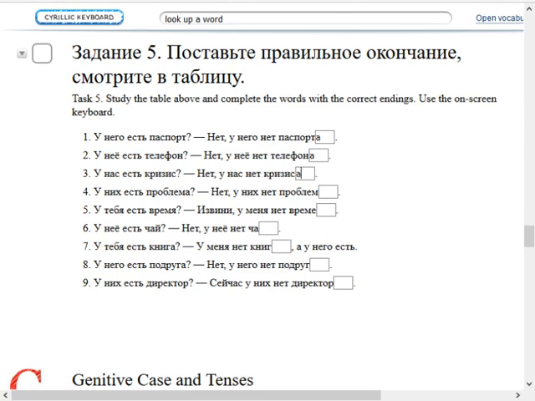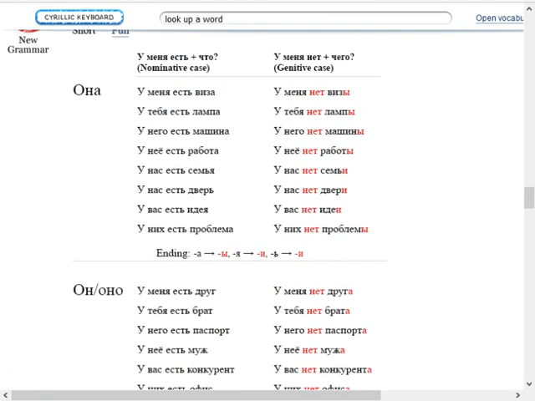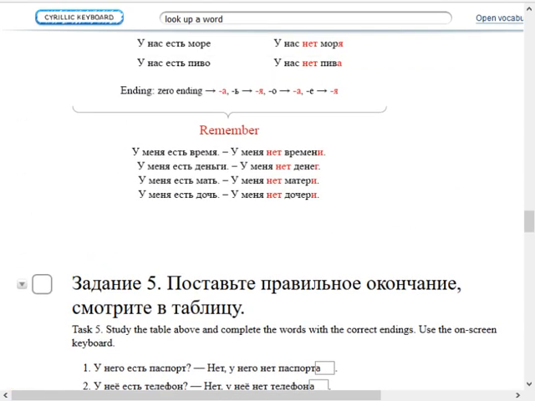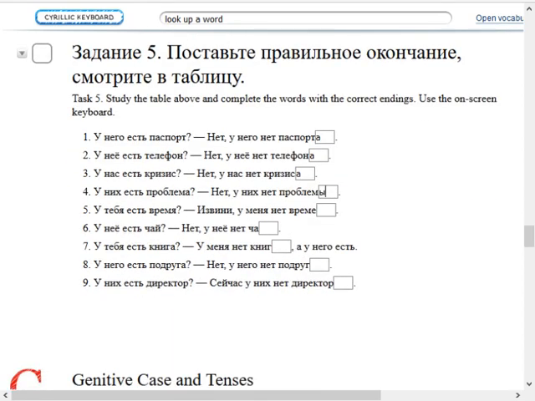У них есть проблема. Do they have a problem? Нет, у них нет проблем, and since problema ends in a, so it's a feminine word, it should then transform into нет проблемы. У тебя есть время. Okay, we saw up here, время in the negative form turns into времени. Kind of a weird exception with this word, or I guess this word is a special case.